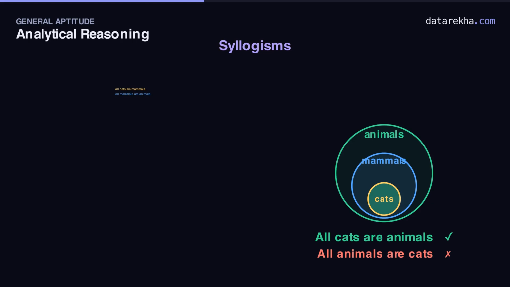This chaining is the most reliable move in logic, but flip it and it breaks. All animals are cats? No. The big ring is full of non-cats. Reversing an all statement is never allowed.